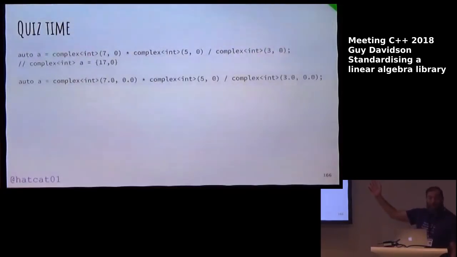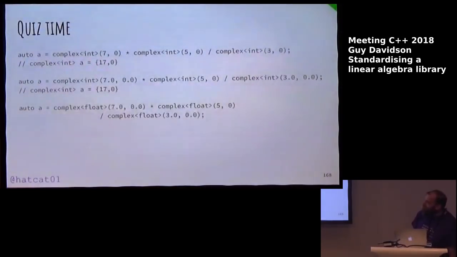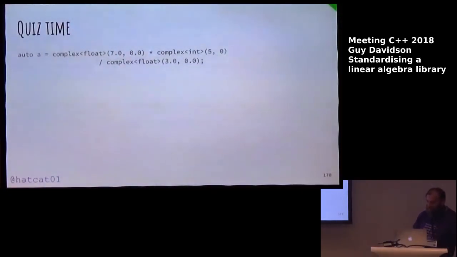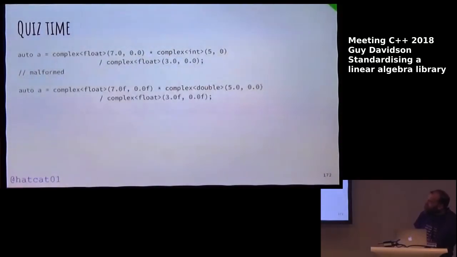I ran that through three compilers. That one: 17-0 again. That one: 11 2/3. Here we are. Hello, old friend. And this one: malformed. How about this one? Also malformed. Now, does this obey the principle of least astonishment? No. No, it doesn't, does it?